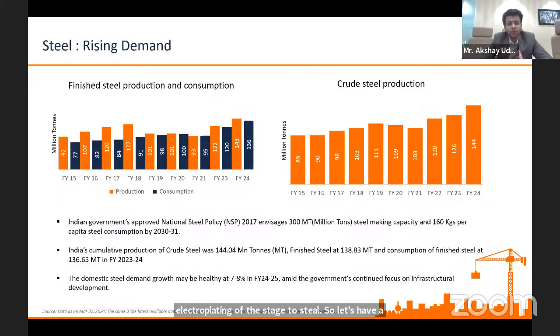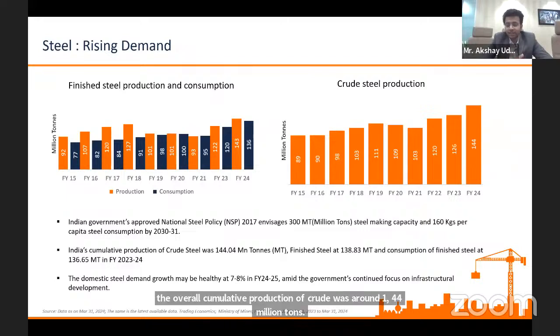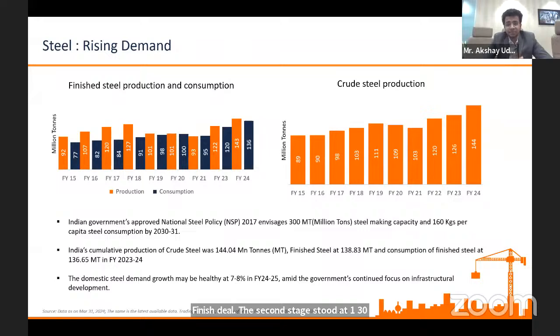So the overall cumulative production of crude steel was around 144 million tons. Finished steel, the second stage, stood at 138 million tons, and the consumption of this finished steel stood at 136 million tons at the end of FY 23-24. And going forward, if we just talk about this fiscal, it's expected to grow at a good 7-8%.